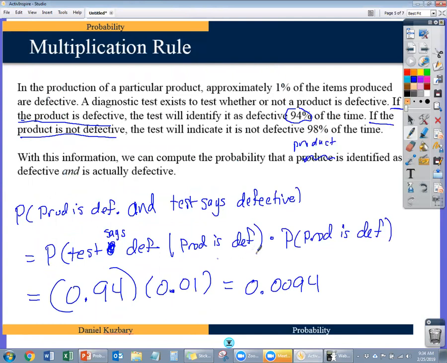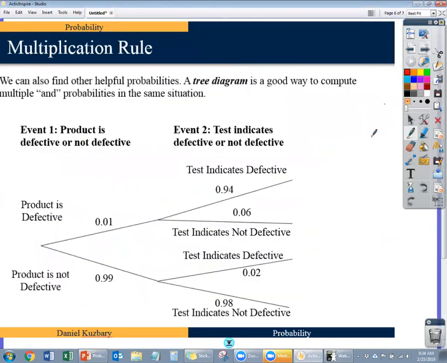You have to identify the conditional probability and then the probability of the given one all by itself. So remember, these two events have to be the same. The one after the bar and the one that's by itself have to be the same, or you've switched something up. Okay, so we can find some other things with this information using what's called a tree diagram.